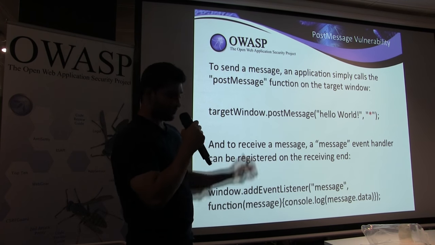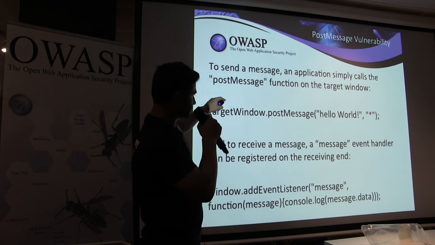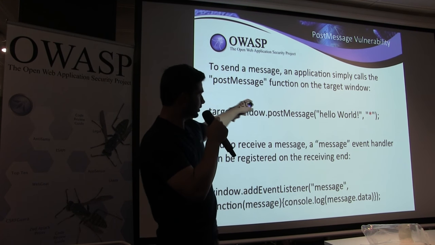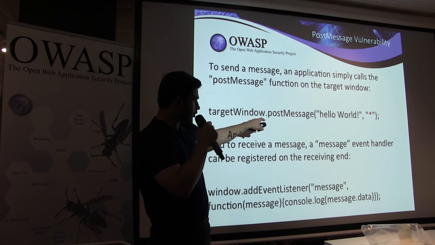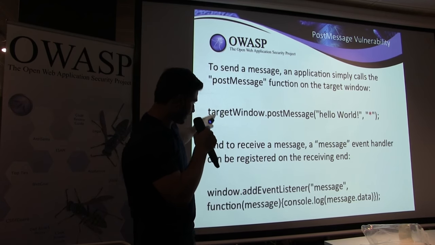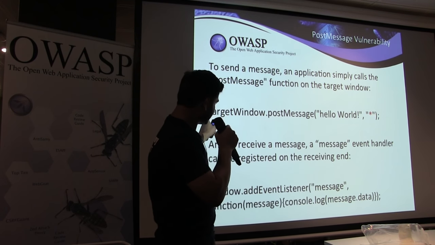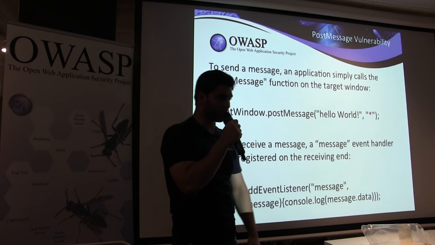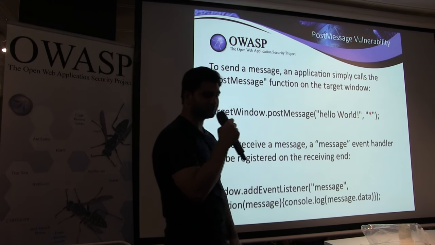When an application communicates with another application, it must have a sender and receiver. To send a message to an application, you simply call the postMessage function on the target window. There are two pitfalls, pitfall one and pitfall two. So let's go for pitfall one. This is a sender. The target window's postMessage is hello world, and the origin is a wildcard, which means any. It could be a hacker.